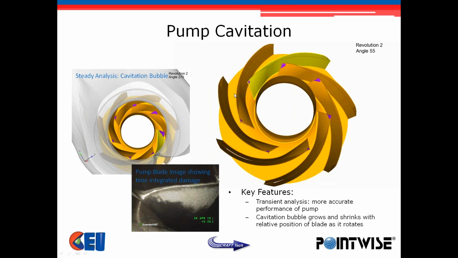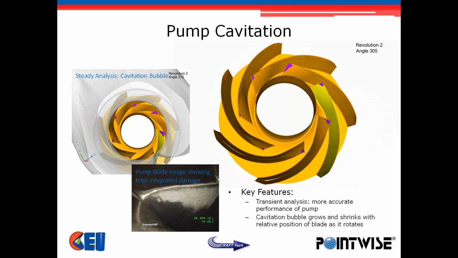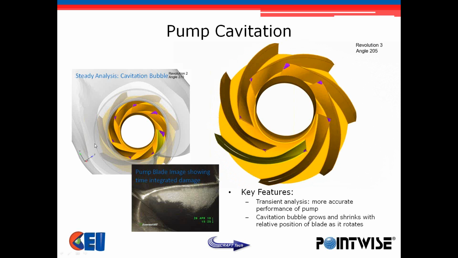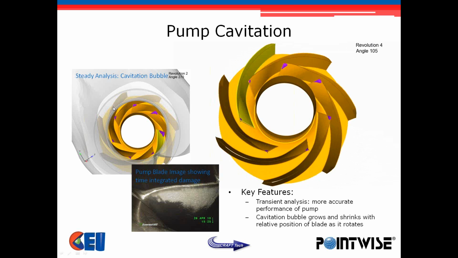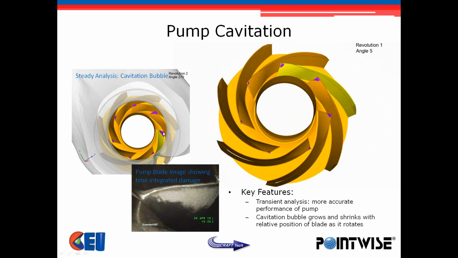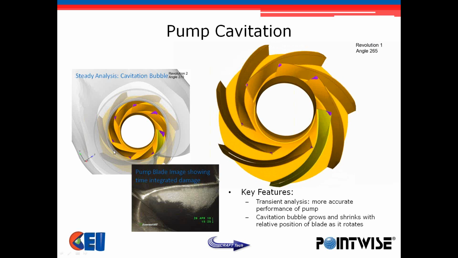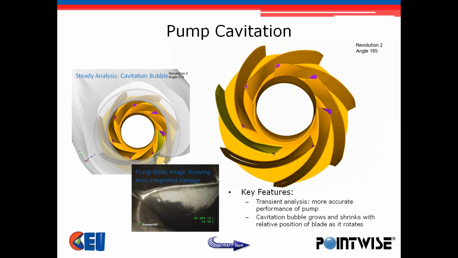All right, the first feature of the flow solution I'd like to highlight is the cavitation that was done. There were some steady state simulations that were done to look at the general cavitation. You can see that the cavity is a different shape on one side of the impeller than the other due to some non-uniformity coming in through the inlet.